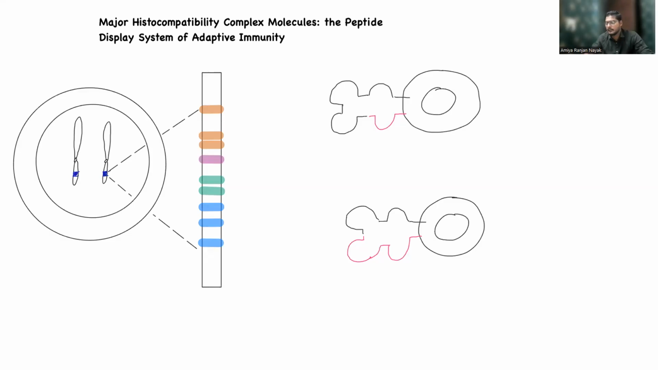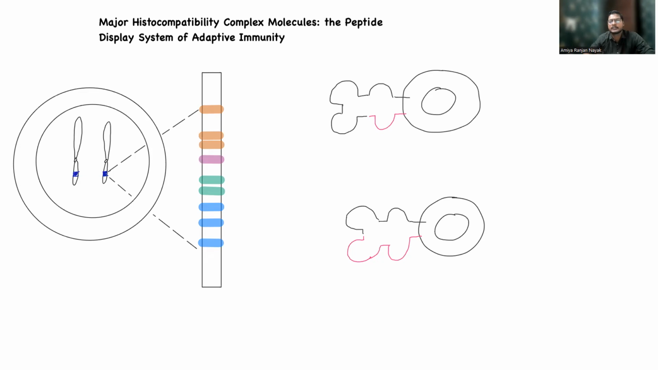Hello everyone. In this lecture, which is part 2 of adaptive immunity, we are going to study the major histocompatibility complex molecules, and also discuss a little bit about the cytokines. Let us first discuss the MHC molecules.